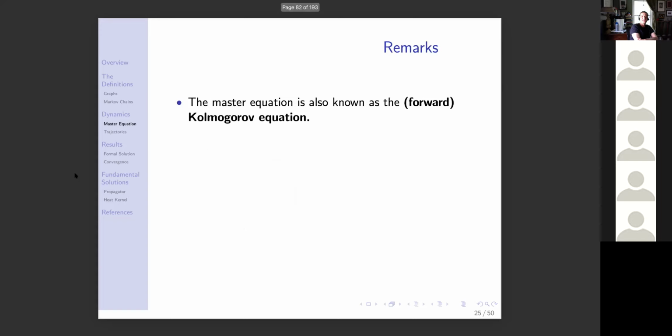Yes. Okay. So the master equation is also known as the forward Kolmogorov equation. Kolmogorov basically invented the subject.